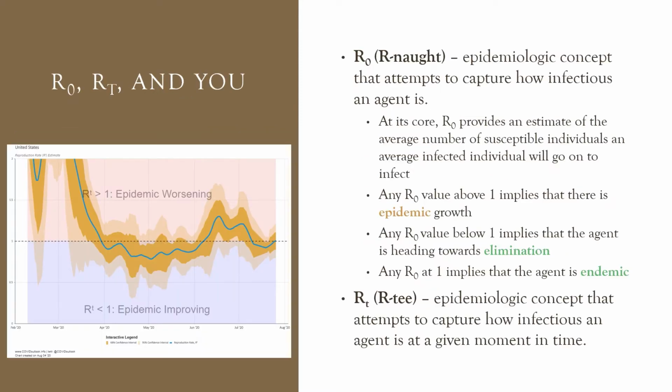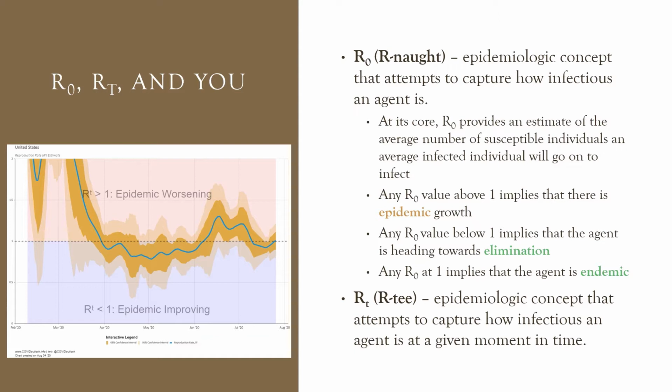In the past year, there have been a lot of conversations around R0, especially in the media. R0 is an epidemiologic concept that attempts to capture how infectious an agent is. And at its core, R0 provides an estimate of the average number of susceptible individuals an average infected individual will go on to infect. It's important to note that those averages represent the average or typical person.